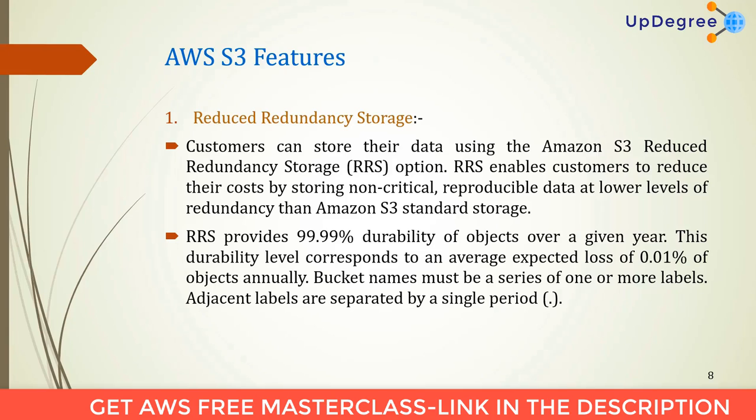Suppose you have data which is not critical and which is easily reproducible. Amazon provides a feature to store this data as reduced redundancy storage. It provides a durability of 99.99% of objects over a given year. So this is the best feature provided by Amazon for storing such data as reduced redundancy storage.